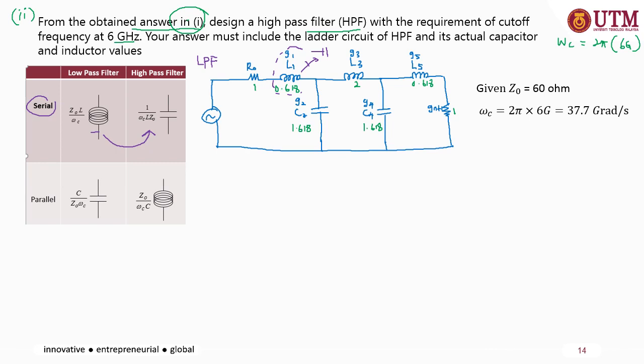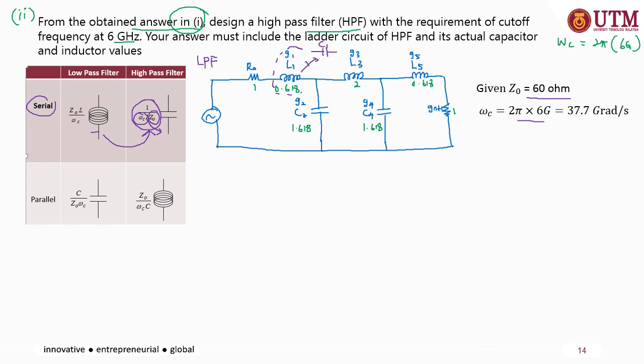And this is C1. The C1 value will be calculated as 1 over omega C, the new omega C required, in this case 2 pi 6 gigahertz, times L, the current normalized value, so L1 in this case, 0.618, and Z0, the characteristic impedance given in the question, is 60 ohm.